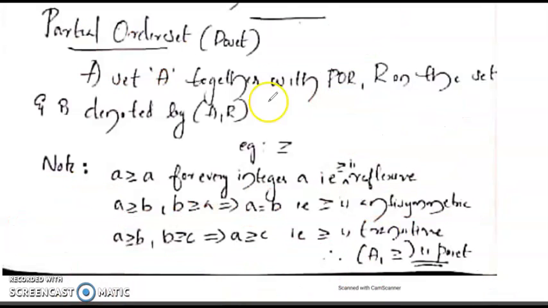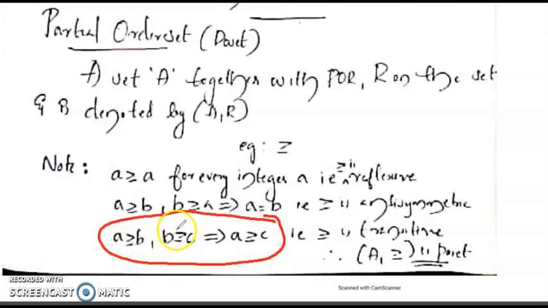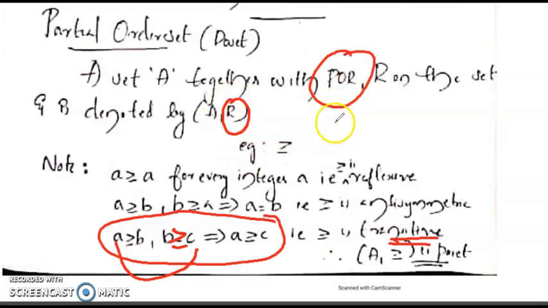5 is greater than 3. So that's what here: if A is greater than or equal to B, and B is greater than or equal to C, then A is greater than or equal to C, so it is transitive. So this greater than or equal to is a partially ordered relation. Okay, so here it is defined like this.